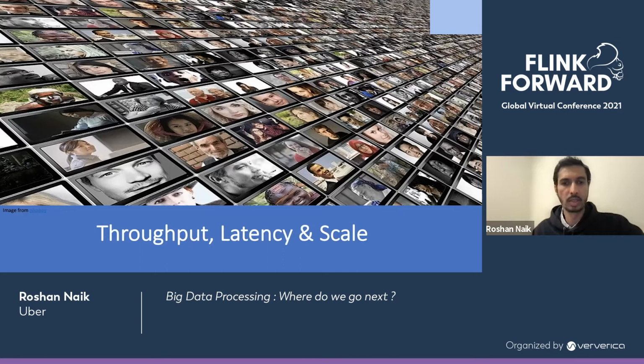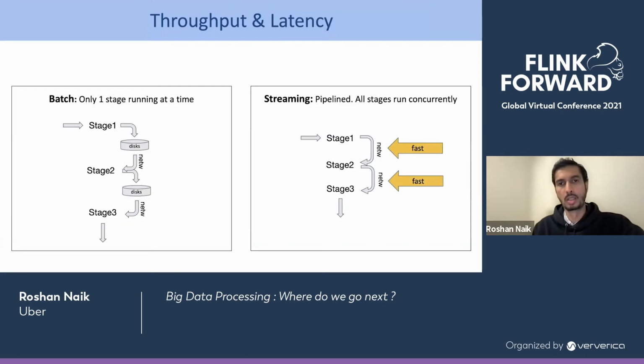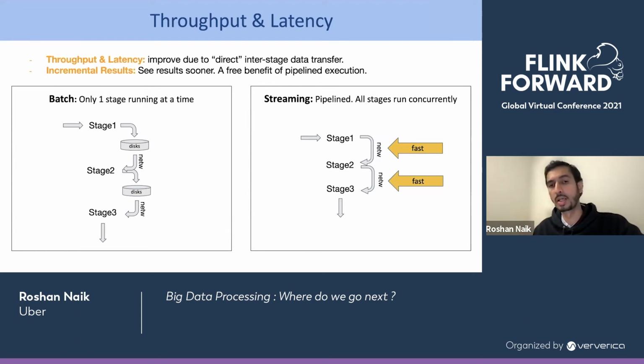In this section, I will dig into why streaming has an advantage over batch with respect to throughput, latency, as well as scale. The throughput and latency part should be more obvious because, as we've seen before, there is no need to buffer the outputs in streaming, and therefore the data can move through the stages much quicker. In fact, data can move through the stages in a matter of milliseconds because it's not sitting in some buffers. So you get better throughput as well as latency. Also, as a side effect of the pipeline execution, you have the ability to have incremental results and not have to wait for the job to complete.